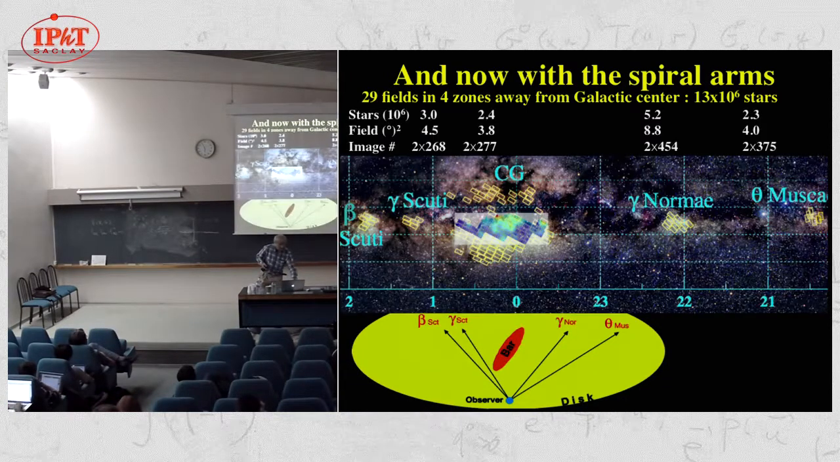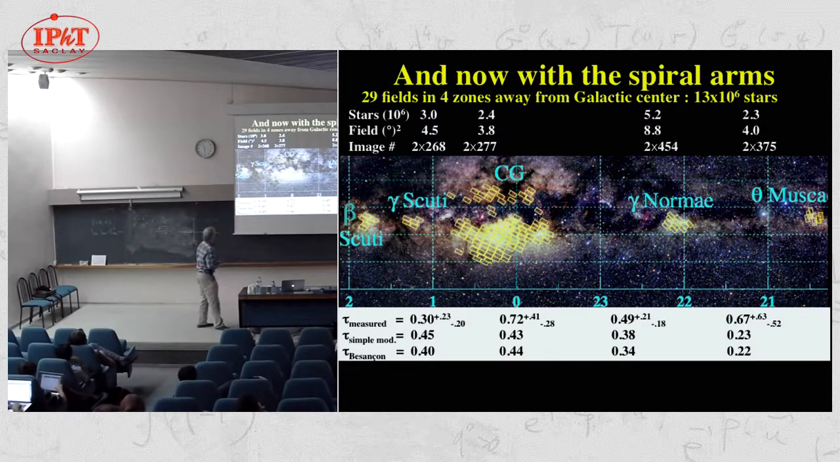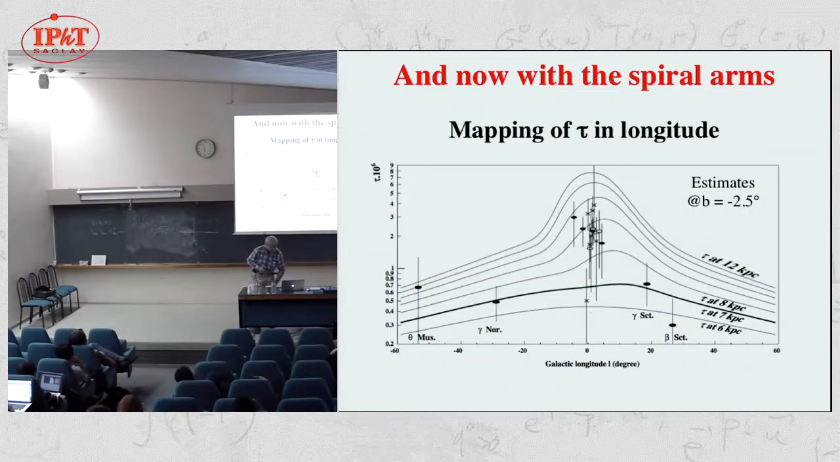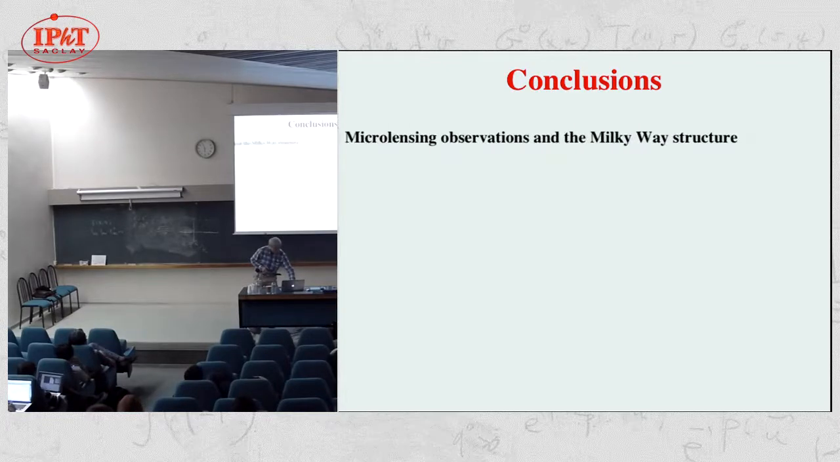Now, if you add the spiral arms measurements, which are far from the galactic center, here, here, here, and here, so you also find optical depth, which are measured here. If you compare to the optical depth expected from the Besançon model, you see also that there is a fair agreement, and there is again no need for adding hidden compact objects within the galactic thick disk. All right, so my conclusions now.